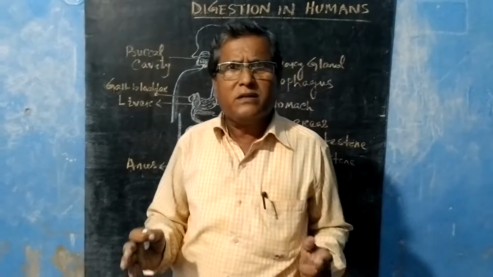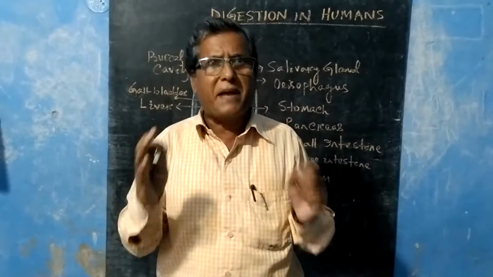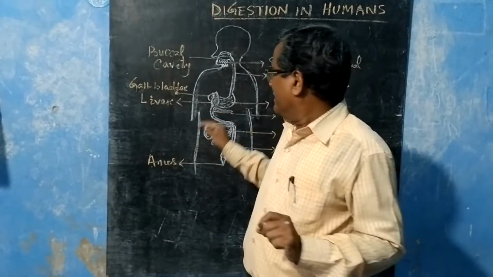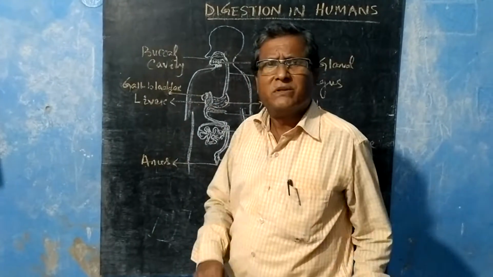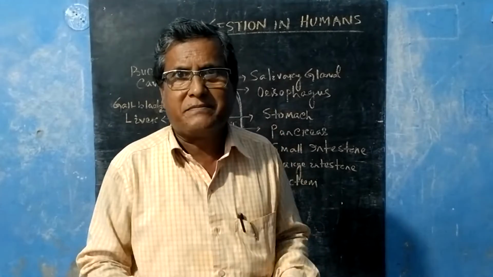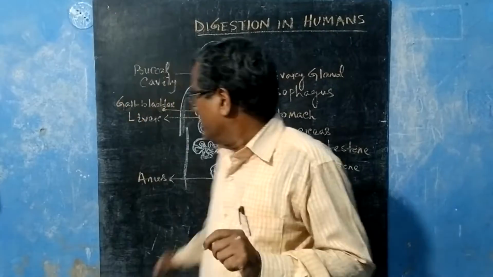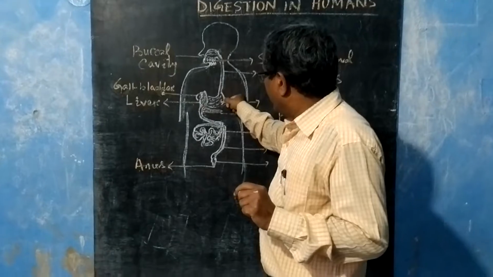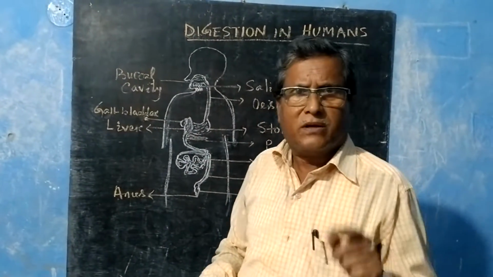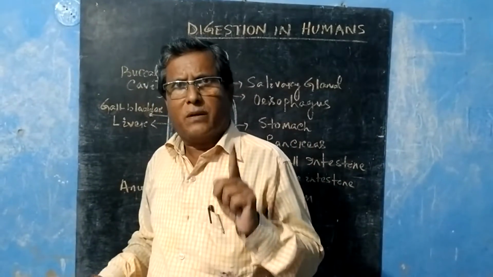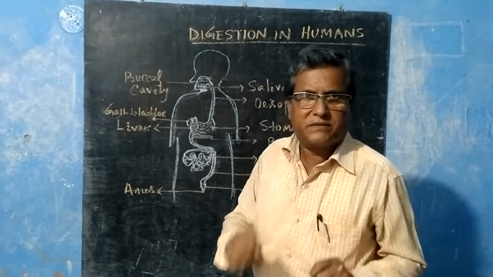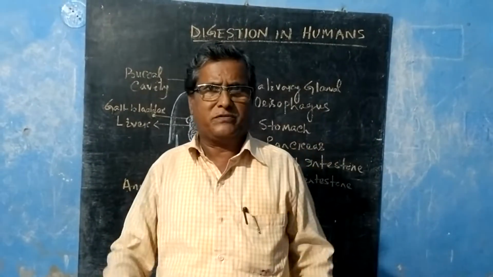What is the stomach? The stomach is a sac, a bag. It is a thick-walled bag. Its inner wall secretes three juices. Three juices are secreted by the stomach. So what are these secretions? Number 1, mucus. Number 2, hydrochloric acid. Number 3, digestive enzymes. So let us know their functions.